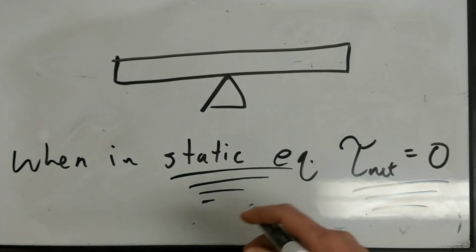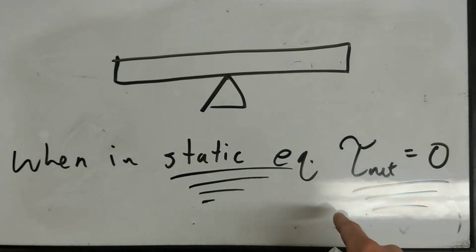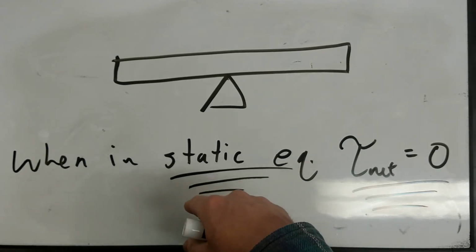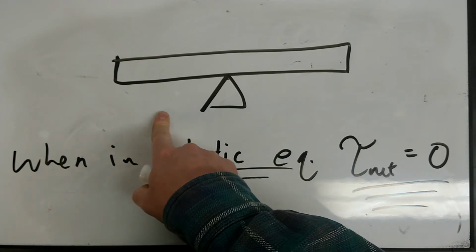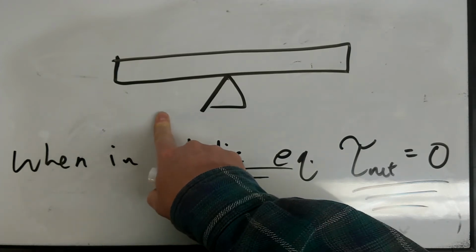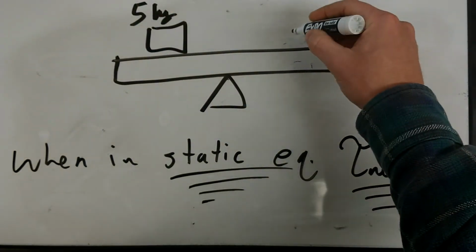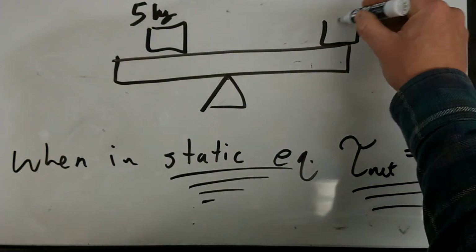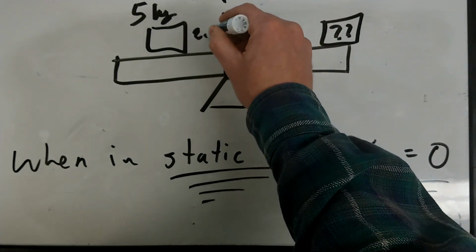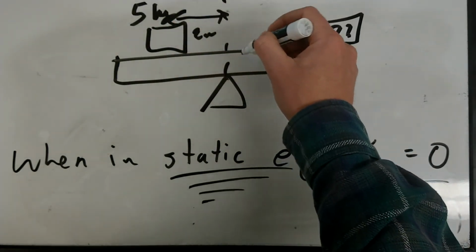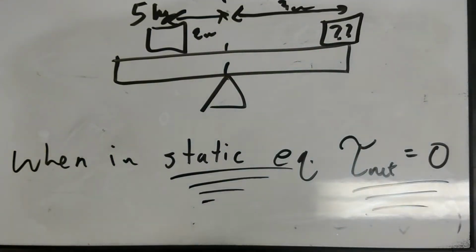We'll do some problems like that going forward here. So when in static equilibrium, torque net equals 0. We have these problems on the front of worksheet 2, like number 1 here, where we have a 5 kilogram mass here, and an unknown kilogram mass here. The 5 kilograms is 2 meters from the rotational axis, and this one is 3 meters from the rotational axis.